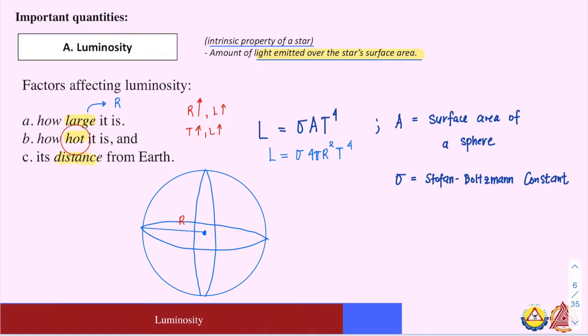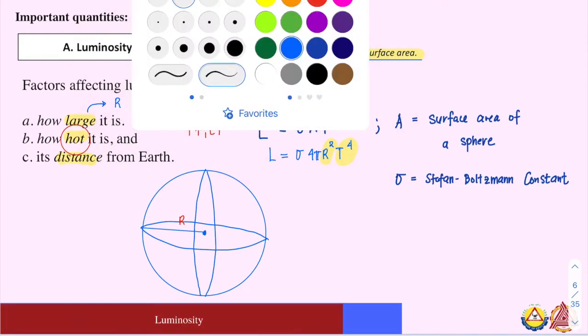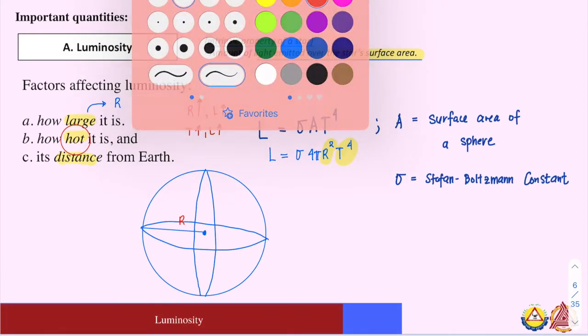So it's a function of R. That means to say linearly related, directly related with R. As the radius of your star increases, the luminosity also increases, or the amount of light that is emitted on the star's surface area. And a significantly larger effect is its temperature, because take note, the power or the exponent of the temperature is to the power of 4.